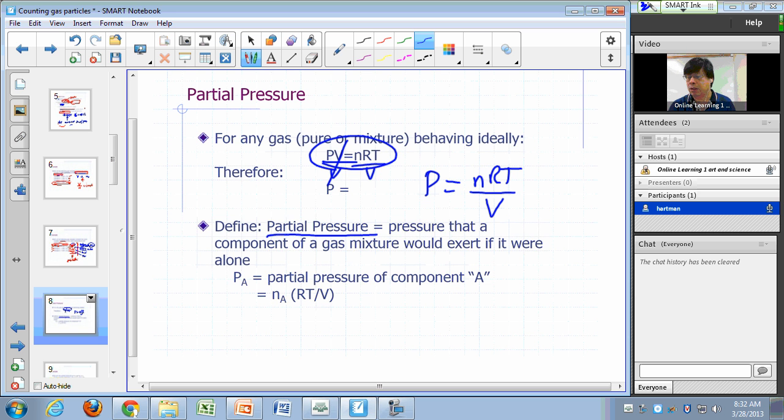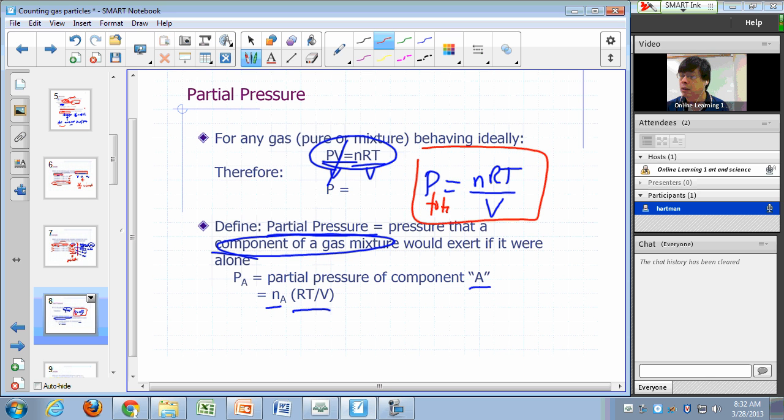Now, partial pressure is something we define for a component of a gas mixture. So if you have a gas mixture, and a component, let's say component A, we can define the partial pressure of component A as the number of moles of A times RT over V. Compare these two formulas. This is the total pressure, and this is the total moles. Now, if you want what's called the partial pressure of A, instead of using the total moles, we just use the number of moles of A, just the moles of component A, and then you still multiply by RT over V. You get what's called the partial pressure of component A.